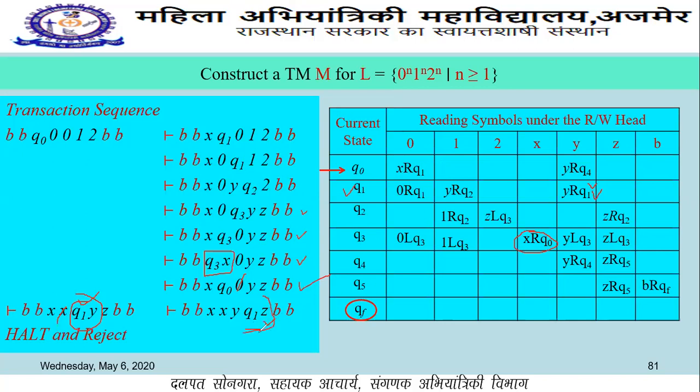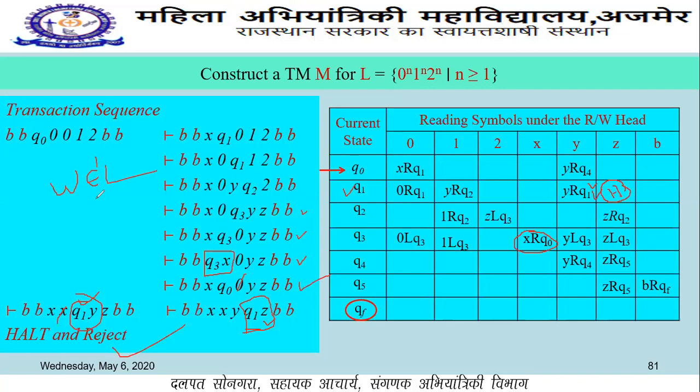You can notice for this q1 we don't have any transition function here. So this is a halting situation, and this is halting at a non-final state, because this is the q1 state, so this is called a rejection. I hope you understand. So this w does not belong to L, therefore it is rejected.